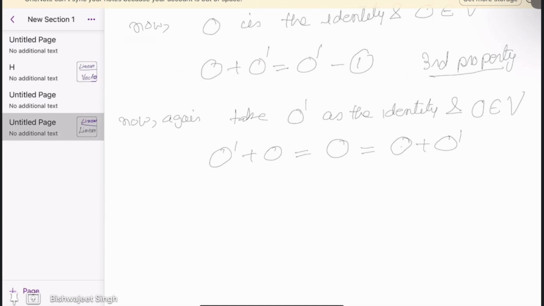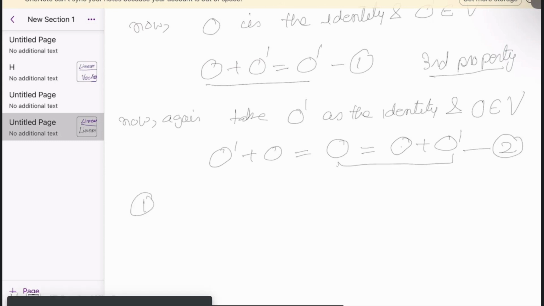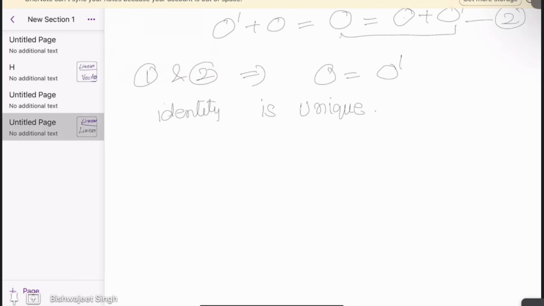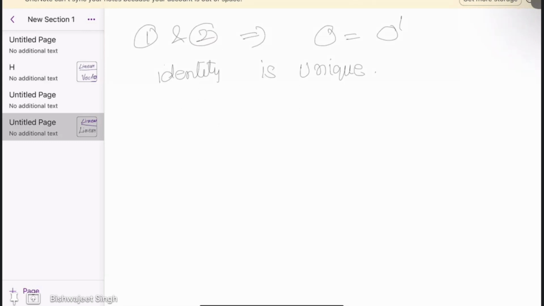So we take this equation 1 and this equation 2, and 1 and 2 imply 0 equals 0 dash, and this proves that the identity is unique. Okay, then the third one is the inverse, that the additive inverse is unique.